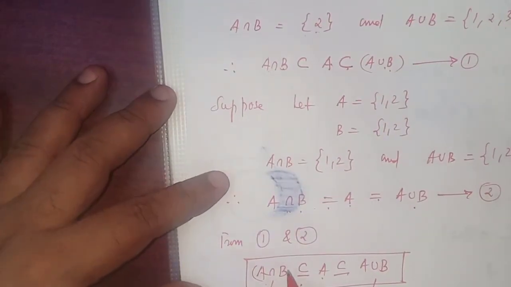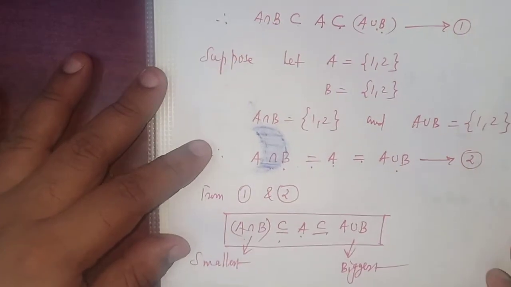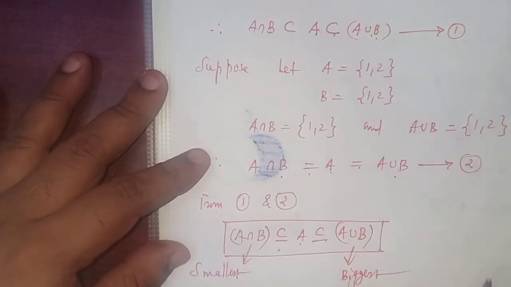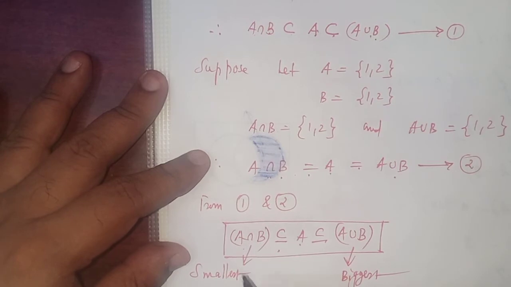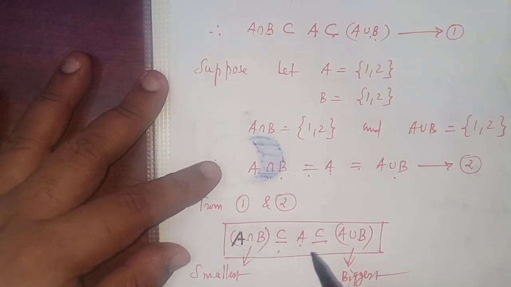Here write A intersection B inside the brackets, and A union B inside the brackets. Out of these three, which one is common actually? Here A, here also A. Note down that. That will be useful while working out the problem. A.